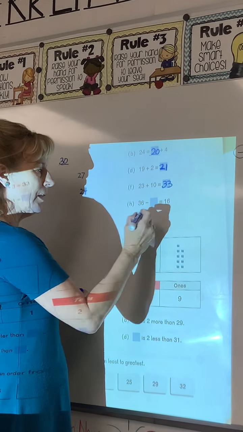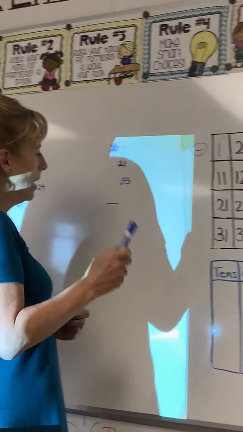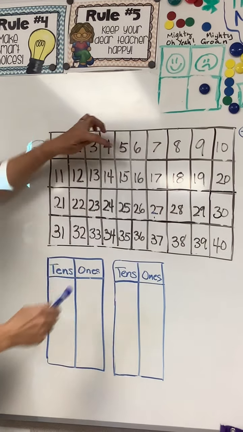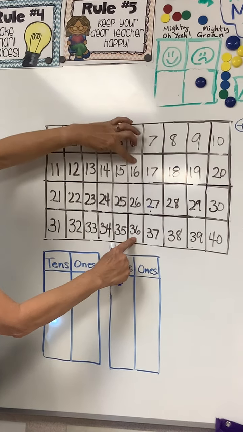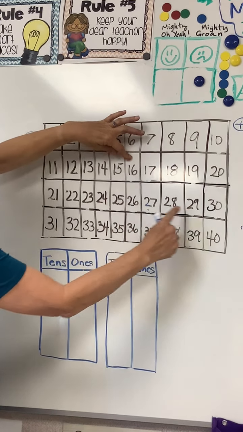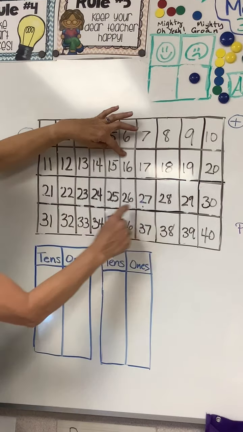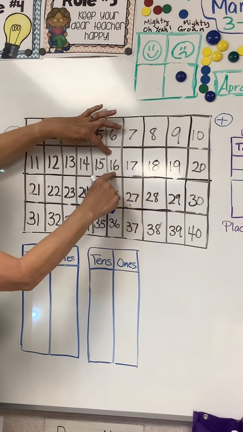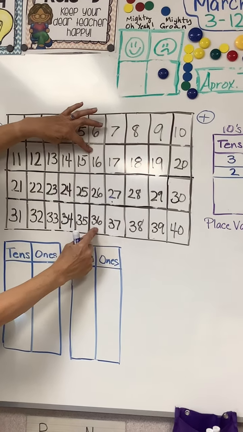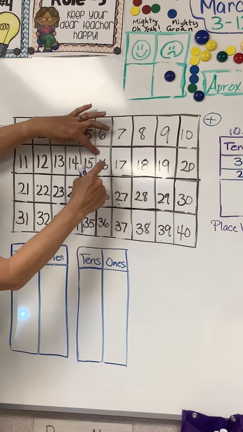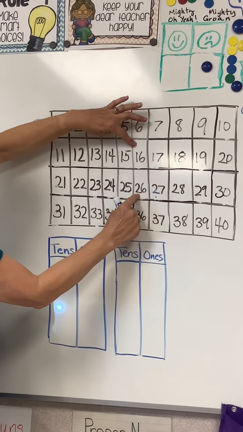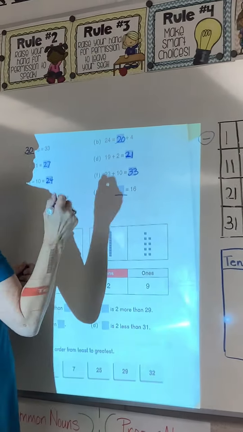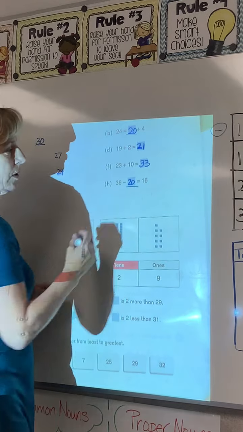Now let's look at this one. 36 take away what equals 16? Well, let's go back again to our chart. We're going to start at 36 and we have to make it to 16. Now we could count all the numbers, we'd have to go in order, or we can go up by tens and know that it's 10, 20. 36 take away 10 is 26, or take away 20 is 16. Let's write that in. 36 take away 20 equals 16.